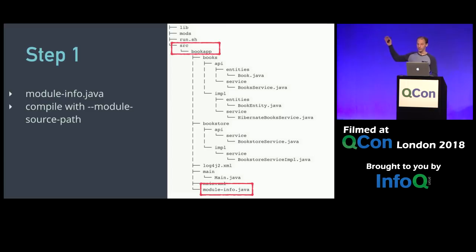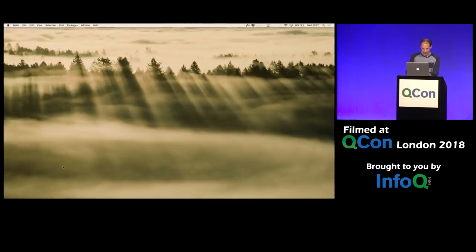Another step that we see here is that we get another level of indirection in our source tree. So besides just having packages in directories, we also get a module directory. We call it book app now. And in this book app directory, there are the packages in our code, and there's also module-info.java. So let's see how that works.